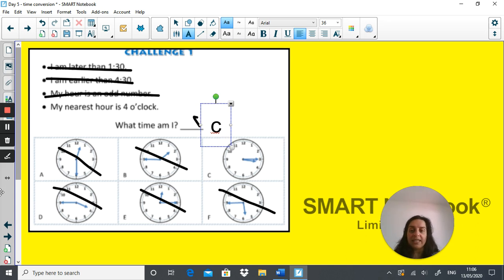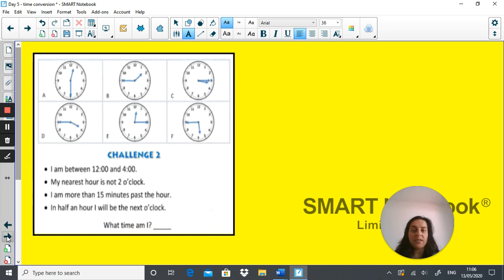So now it is your turn. So pause the video and have a go at this challenge. So here are our clocks. Okay, here are our clues. And you need to pause the video, look at the clues, and then tell me which clock this clue is referring to. Off you go.